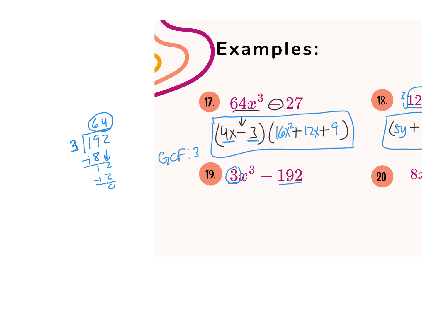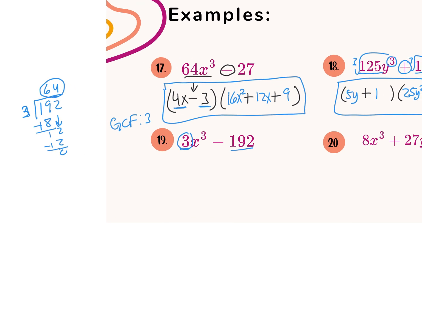192 divided by 3 would get you 64. It does work, so I can take out the GCF of 3. And then I'm left with x to the third minus 64. Notice on the inside, this is a difference of cubes. I have a perfect cube minus a perfect cube. So I'm going to set up my parentheses using same, opposite, always plus.